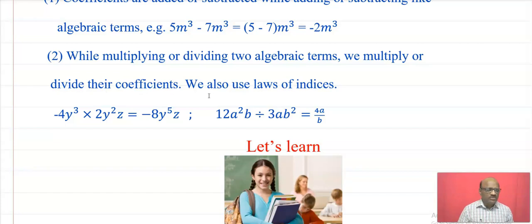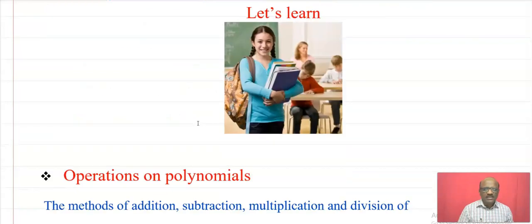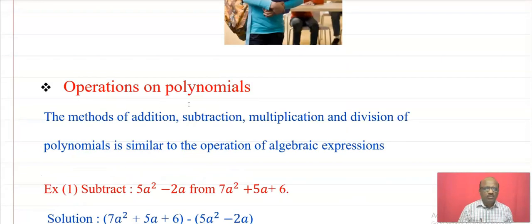While multiplying or dividing two algebraic terms, we multiply or divide their coefficients. We also use the law of indices. For example, minus 4y cube into 2y square z. Now the multiplication of their coefficients, that is minus 4 into 2, minus 8. And again the law of indices, that is y cube into y square, that is 3 plus 2, that is y raised to 5. And z is as it is, that is minus 8y raised to 5 z. Next is 12a square b upon 3ab square. Then you will get 4a upon b. This is the division.